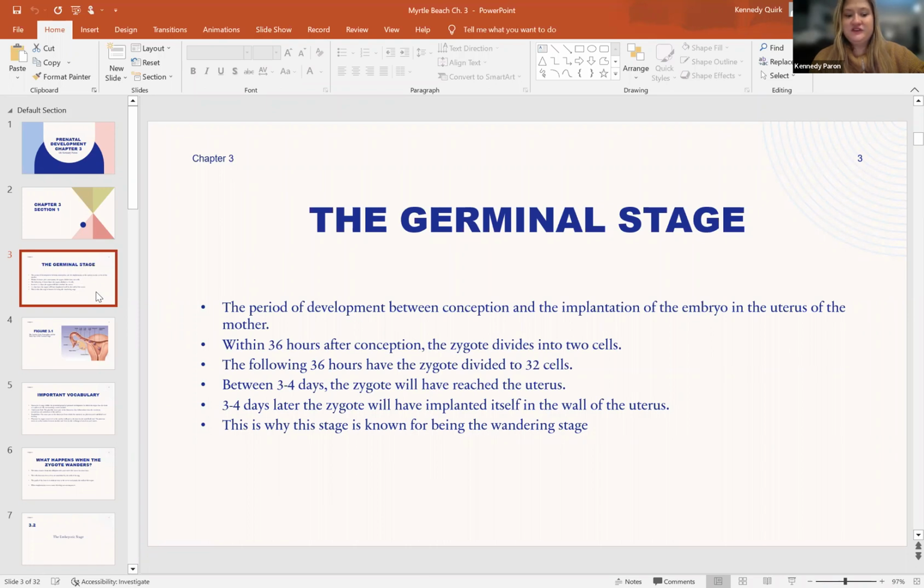the germinal stage. Within the first 36 hours of conception, the zygote will actually divide into 32 cells. Between the next 3 and 4 days, the zygote will reach the uterus. Within 3 to 4 days of the zygote reaching the uterus, it will have implanted itself in the wall of the uterus. And this is why it is called the wandering stage.